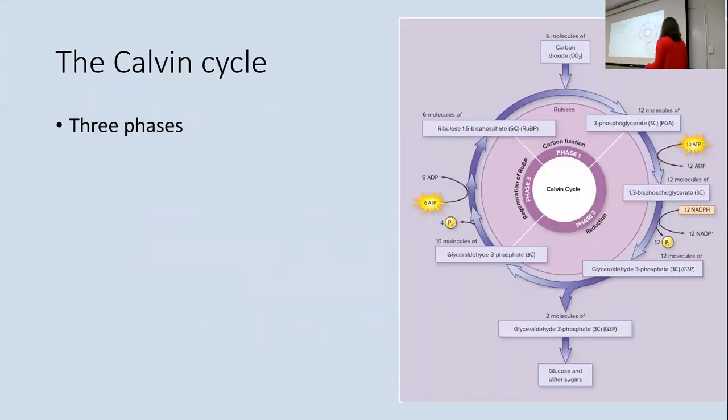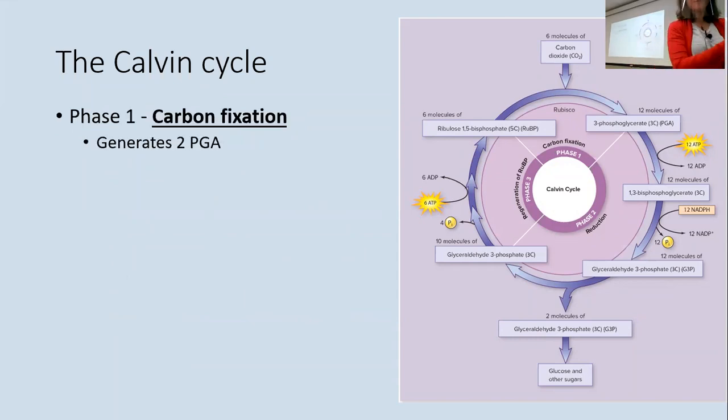So that's basically the first phase of the Calvin cycle. So we're going to split the Calvin cycle. A whole lot of stuff is happening. We're basically going to talk about it in 3 chunks or 3 phases. So the first part is generating those 2 PGA, right? So we stick a CO2 onto a RuBP and we break it in half. We make 2 PGA. Carbon is fixed.